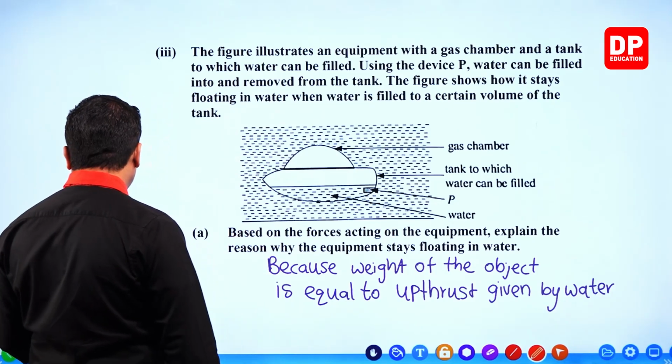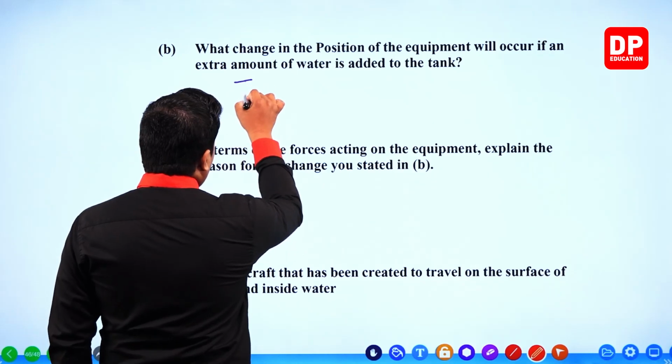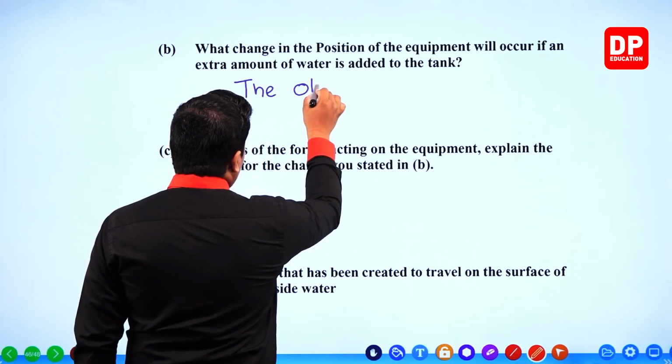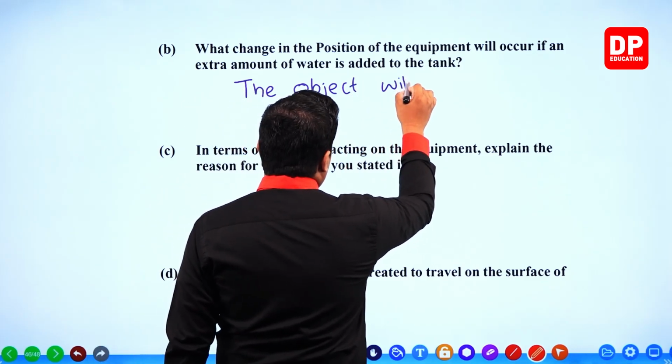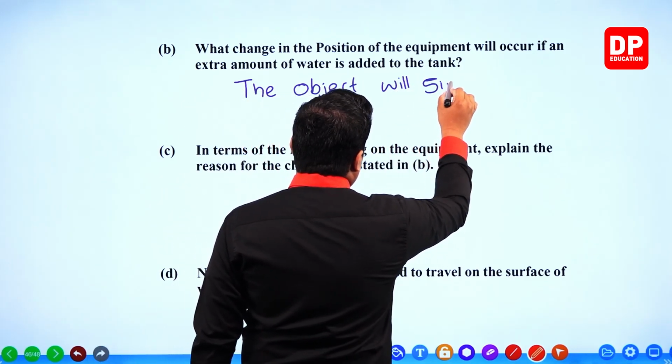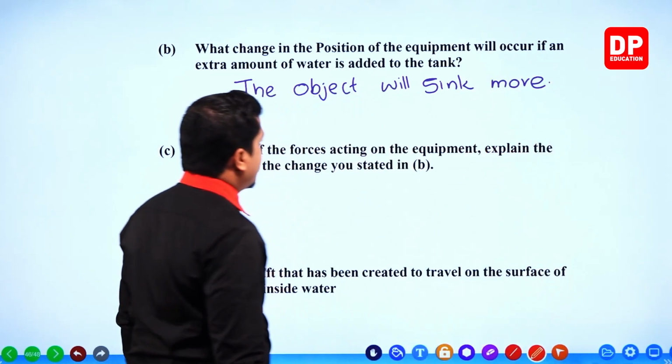So we can write the answer. The object will sink more.